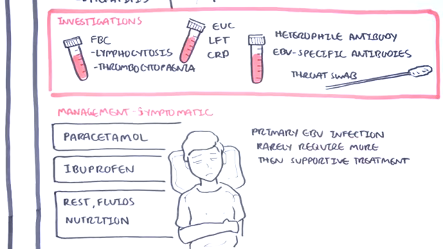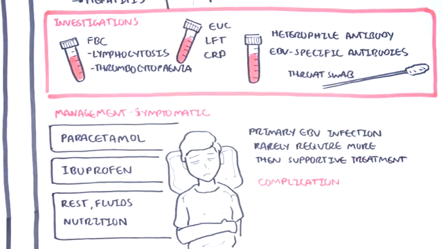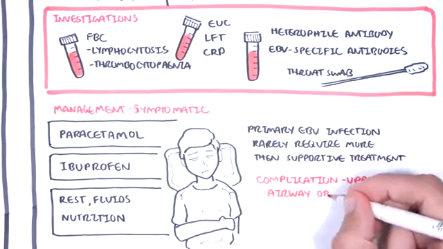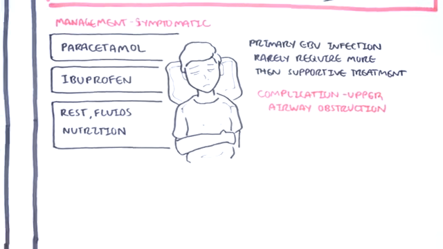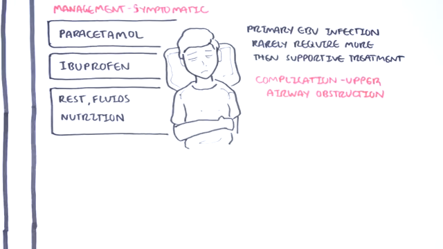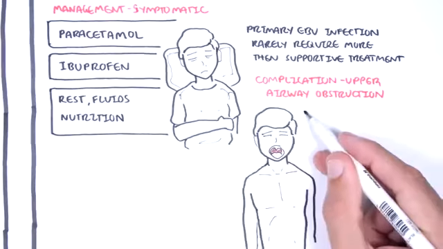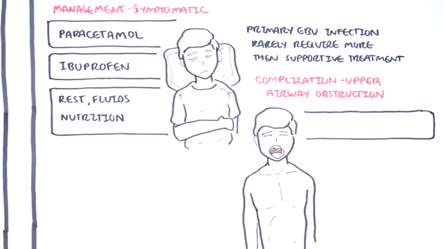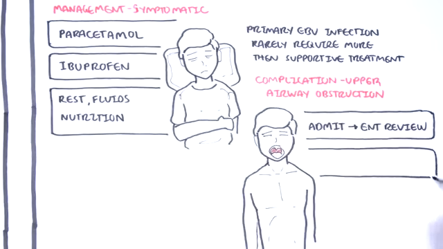Rarely, the enlarged tonsils can cause airway compromise, and if it does, it's important to admit them to hospital. They will likely need ENT involvement. Steroids are given to hopefully reduce the swelling. Nasopharyngeal airway intubation, emergency tonsillectomy, or tracheostomy may be required in very, very severe cases.